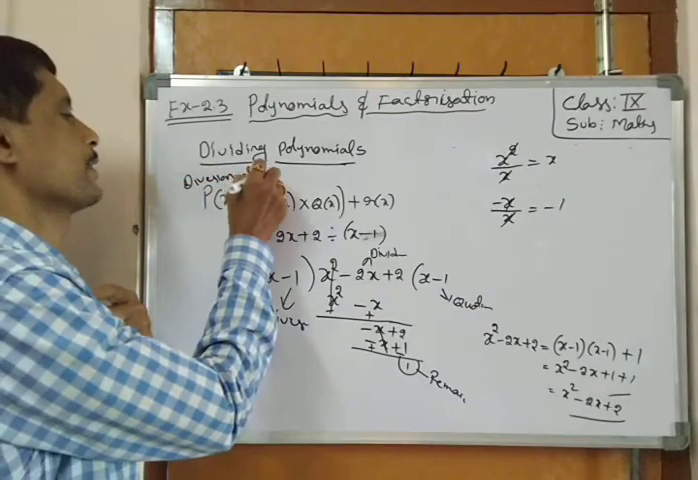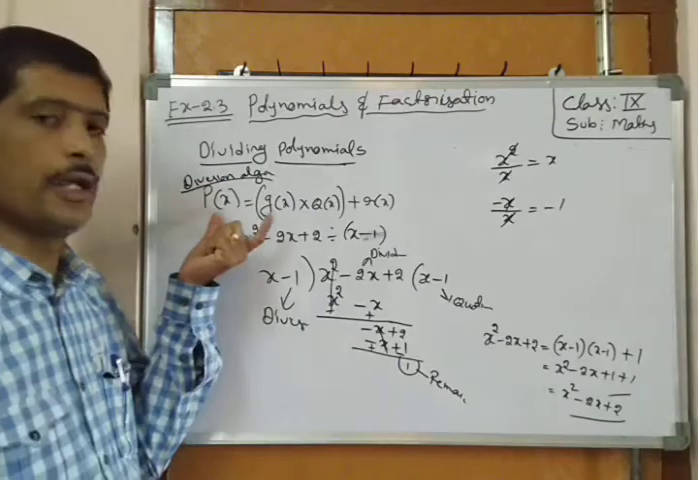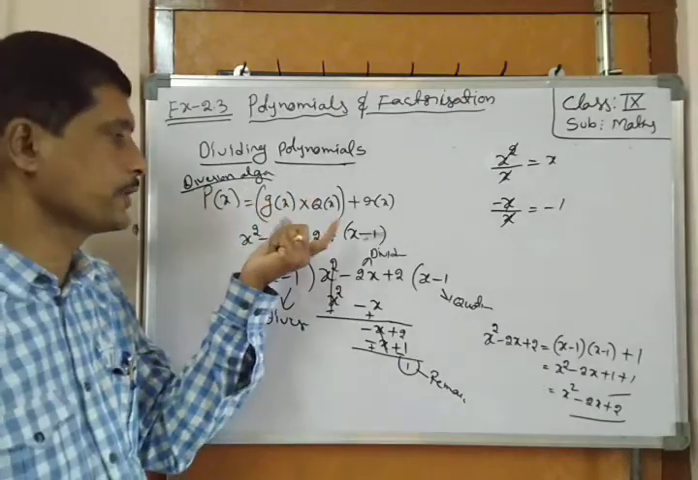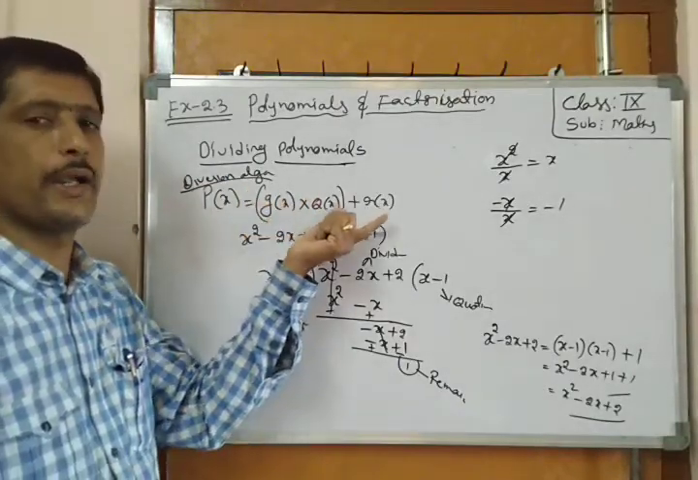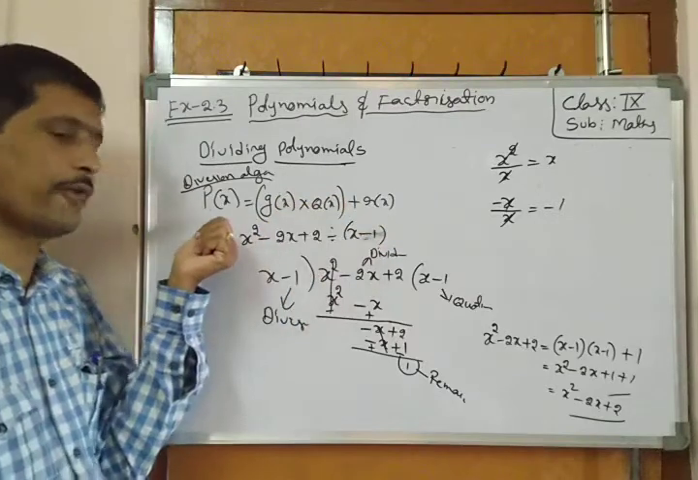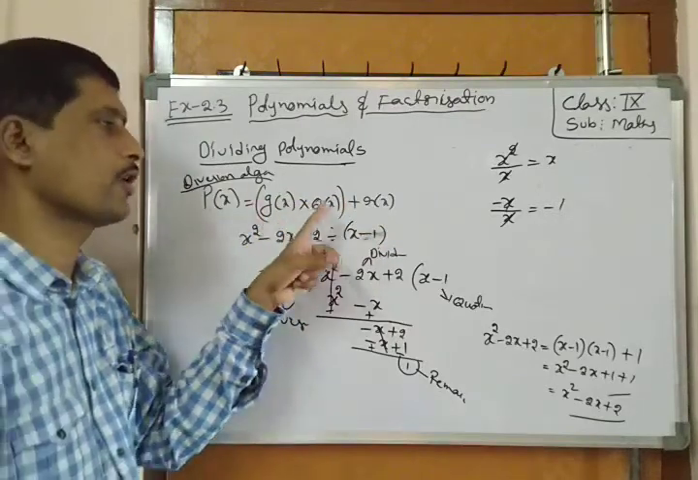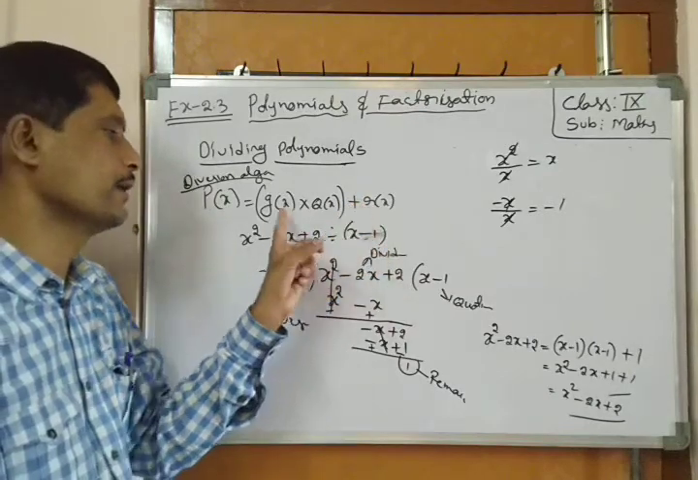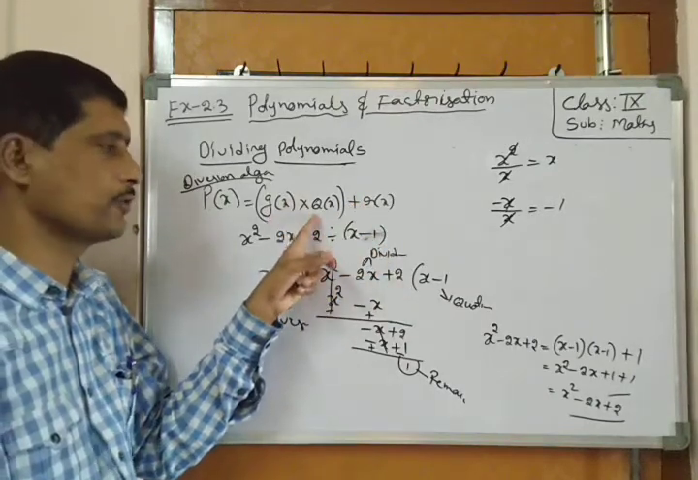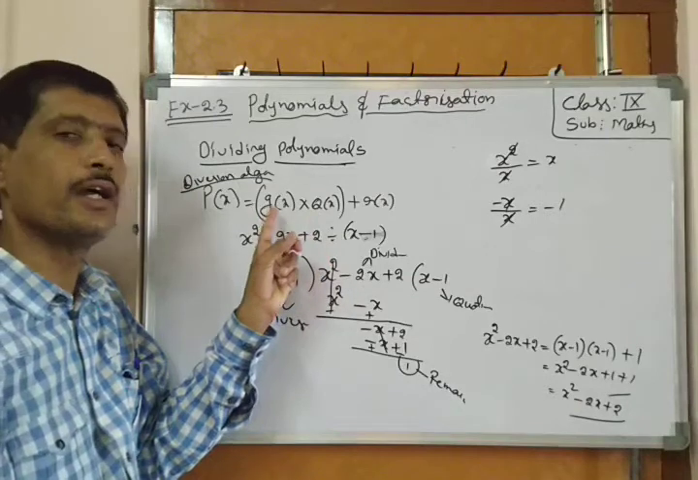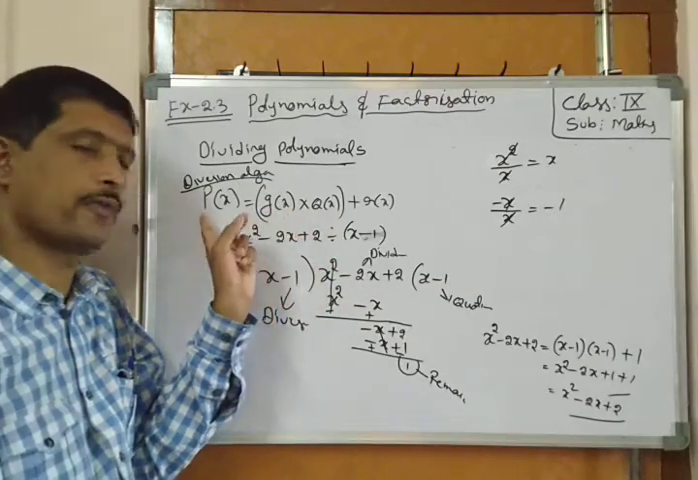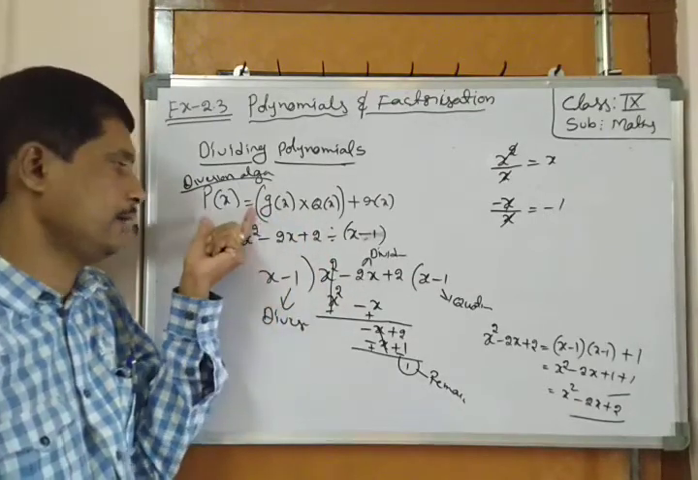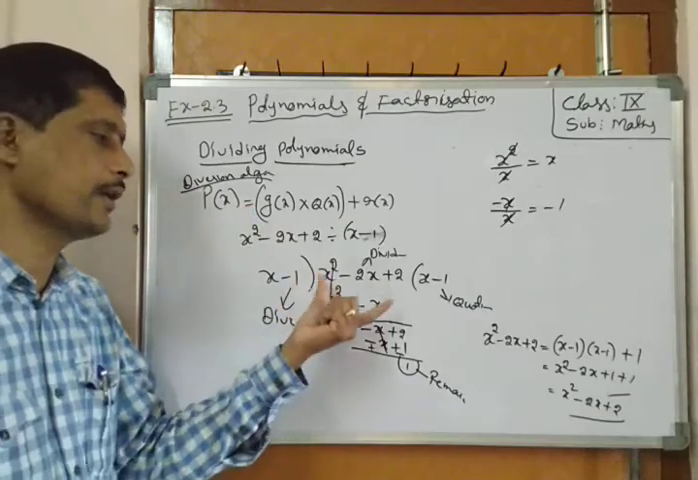The division algorithm is nothing but dividend equals divisor into quotient plus remainder. In polynomials, p of x equals g of x into q of x plus r of x. R of x means the remainder. Q means the quotient. Here g means the divisor. Here p of x means the dividend. Okay, this is the division.